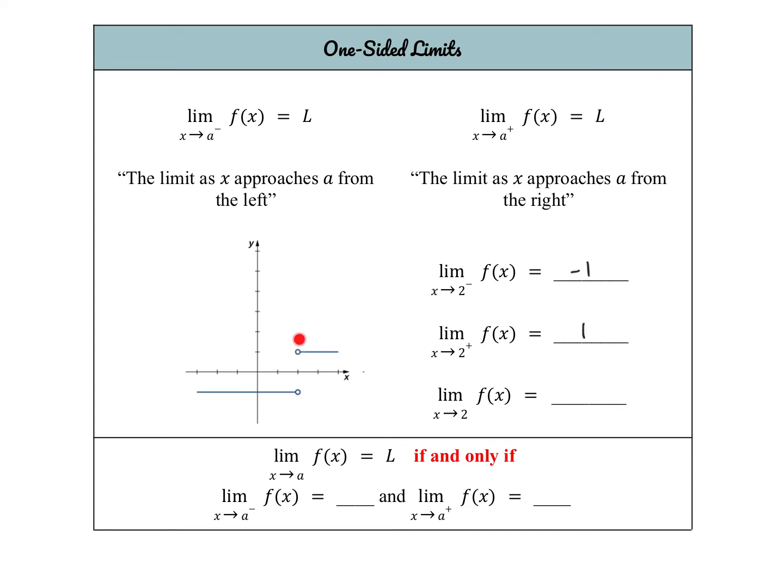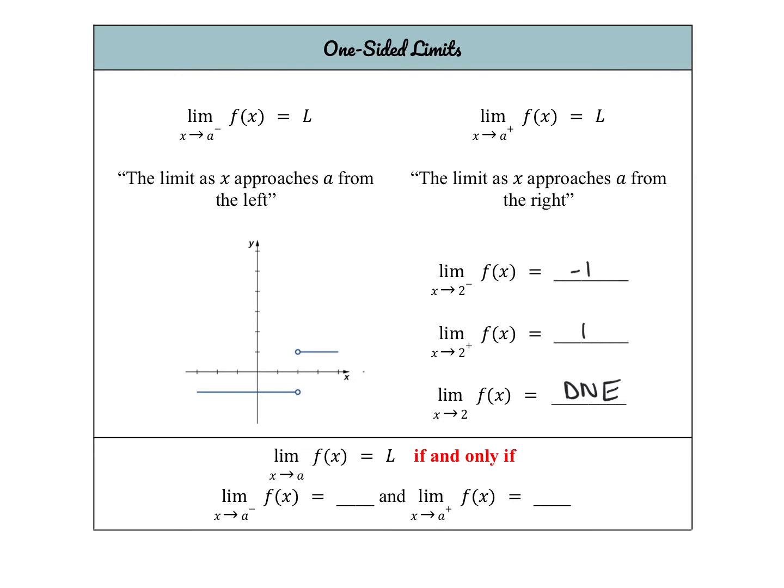Again, you'll notice here our graph is actually not even defined at x equals 2. It doesn't matter, we can still define those one-sided limits. Now, let's talk about the overall limit as x approaches 2 of f of x. You'll notice that the limit from the left-hand side is different from the limit from the right-hand side. So if this is the case, then we say that the overall limit does not exist.